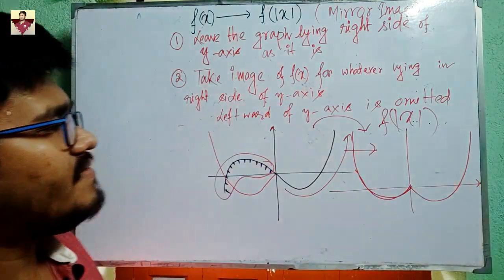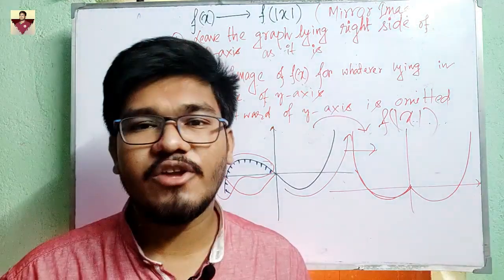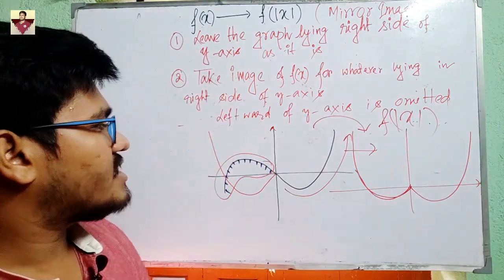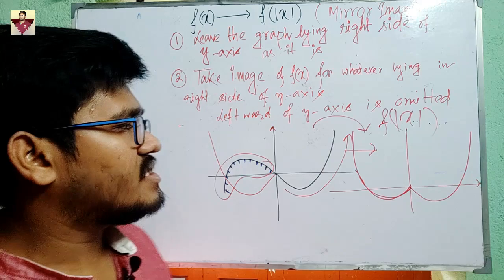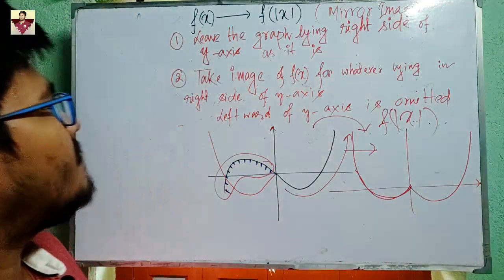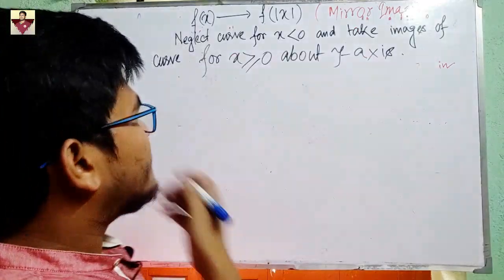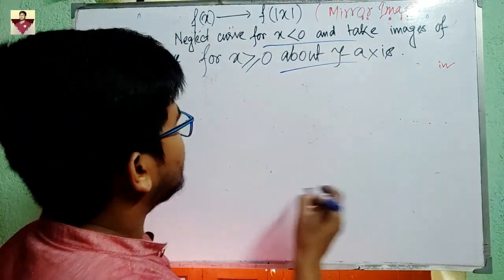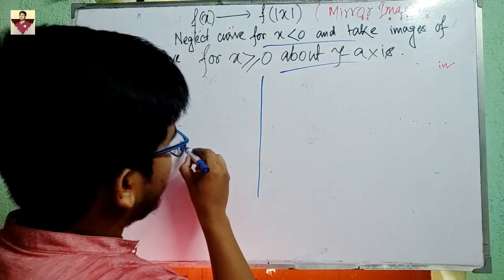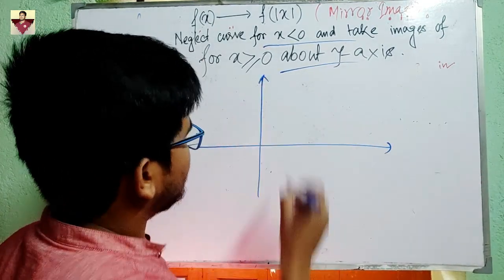So if f(x) is a function of individual modulus of those variables, then the graph will look like this. This is the generalized rule of how to plot when f(x) goes to f of mod of x. Here is the generalized thumb rule I have already discussed. For more examples, it will be much clearer.